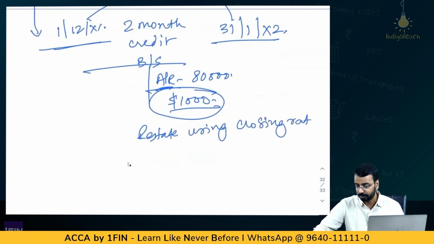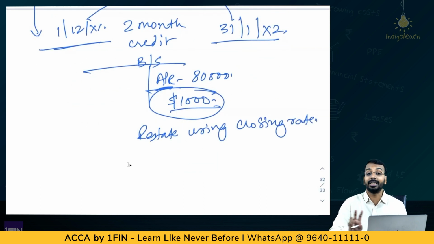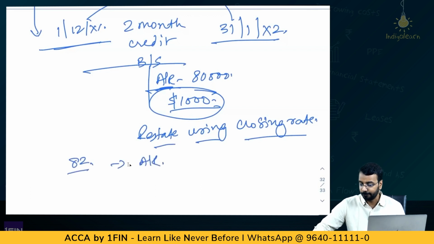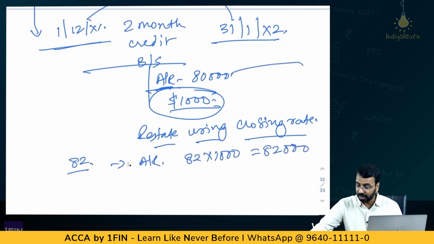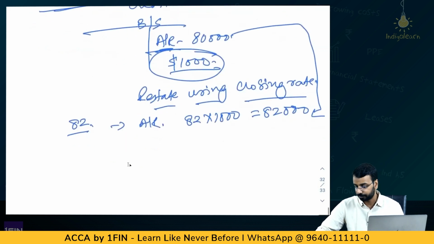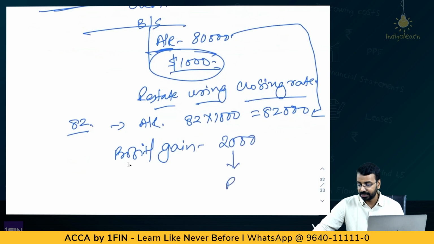Sir, what if it is non-monetary? Then you don't remeasure. If it is non-monetary, you don't remeasure. If it is a monetary item, then you will measure using the closing rate. So say closing rate is 82. So now account receivable would be 82 into 1000, which is 82,000. Now from 80,000 I have increased the value of an asset to 82,000. This 2,000 profit, or you can call it gain of 2,000, is recognized in the P&L.